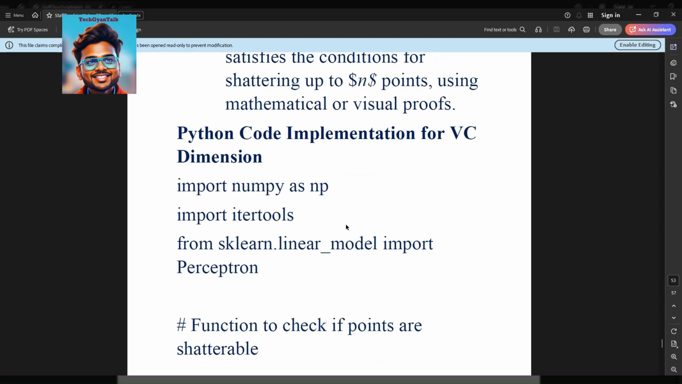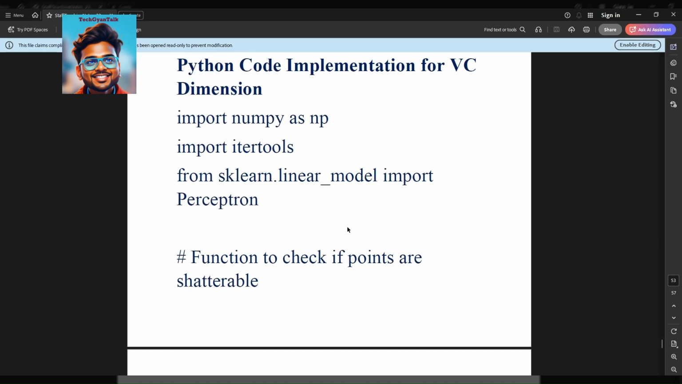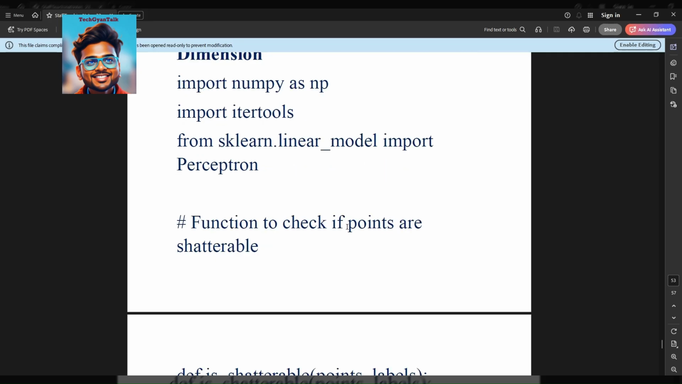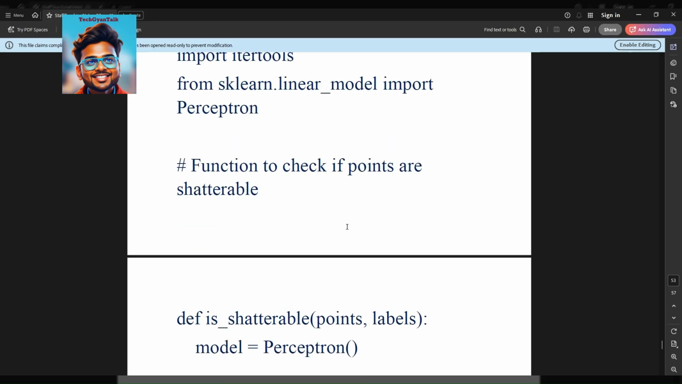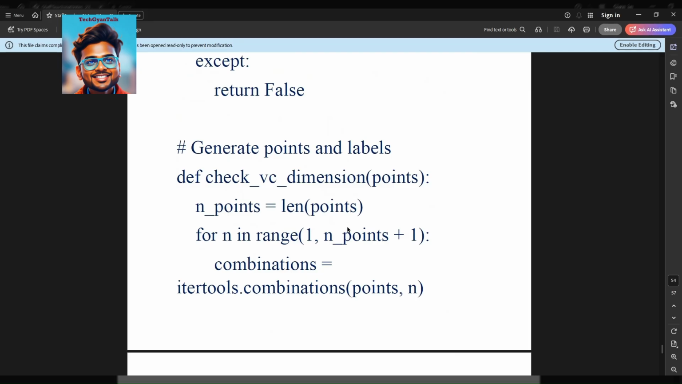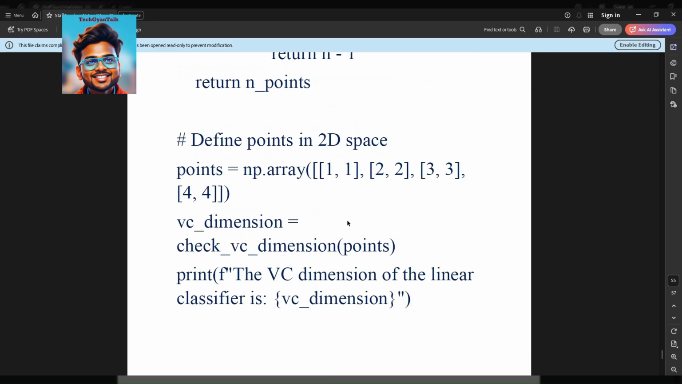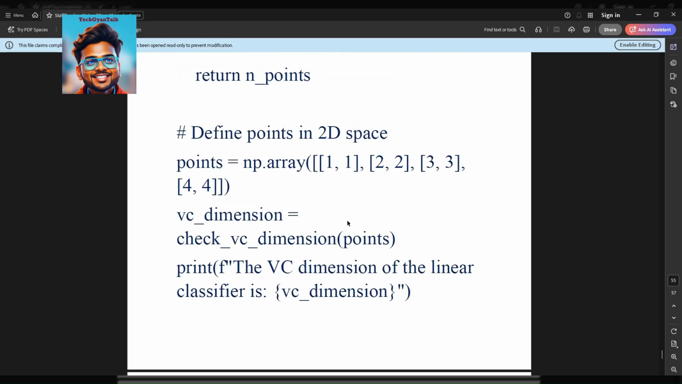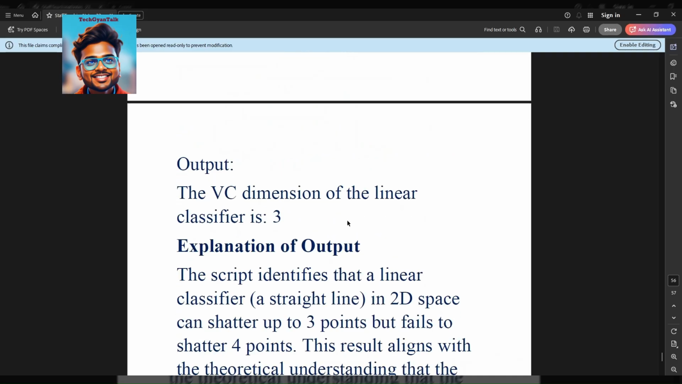So this is a Python code implementation for VC dimension. At the end of the video, I will show how this program can be run and how we can identify the points shattered and generate points and labels from that. And also we'll show how to define points in 2D space, and the expected output will be like this.